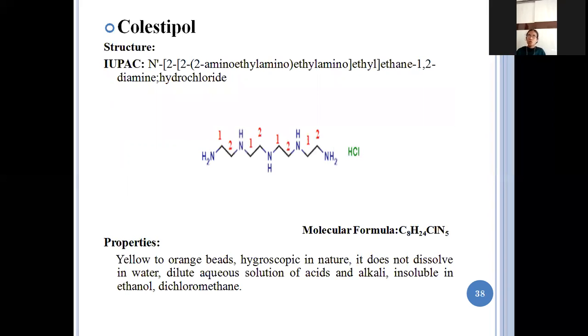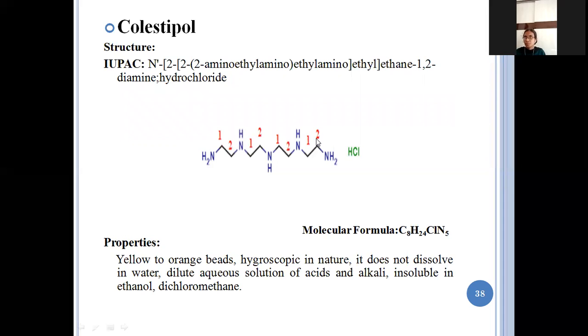Next, Colestipol. So this is the structure. And the IUPAC name is N'-[2-(2-aminoethylamino)ethyl]ethane-1,2-diamine hydrochloride. See here, N'-[2-(2-aminoethylamino)ethyl]ethane-1,2-diamine hydrochloride. We see the structure here.